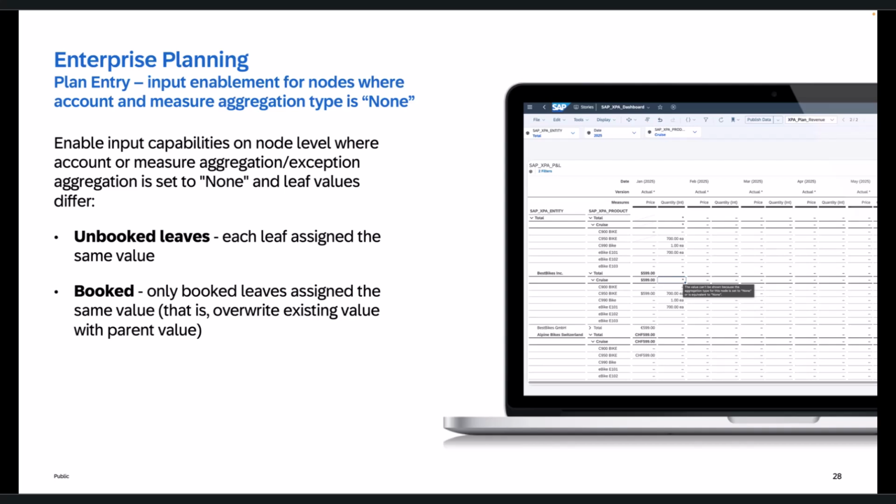So in scenarios where the member is defined with none aggregation, the leaves will receive, if they are unbooked, they'll receive the value that you enter. All leaves will receive the common value. If only selective leaves are booked, then only those leaf members will receive the value that you enter. And in any case where the descendants have mixed values, what you'll see in the element with the none aggregation is a star that will still allow you to enter data in there. And again, it will distribute according to the rules I just described. So let's jump over and see this in action.